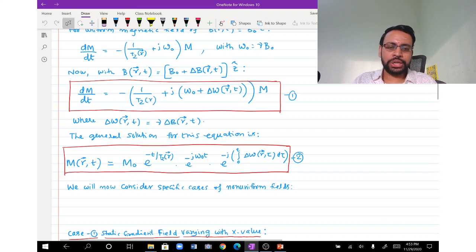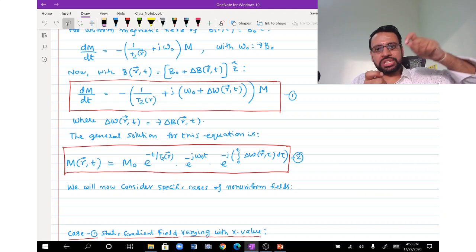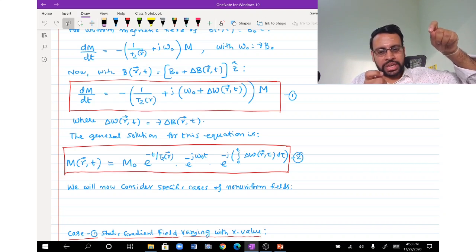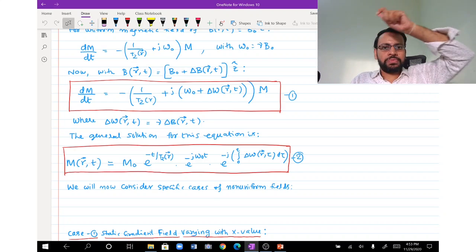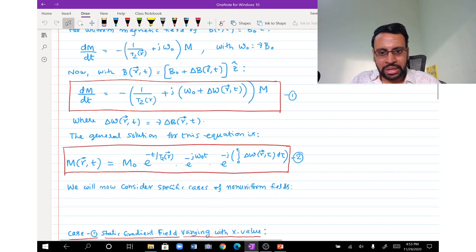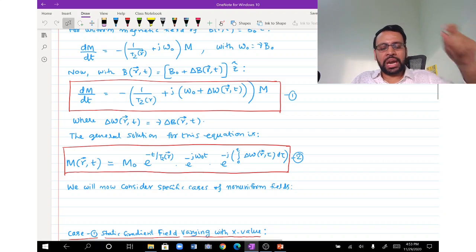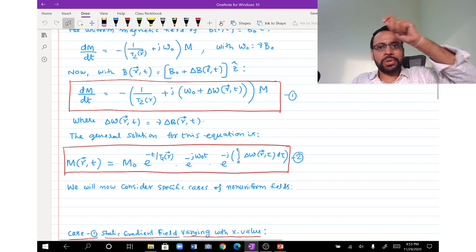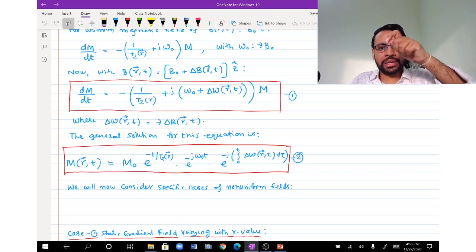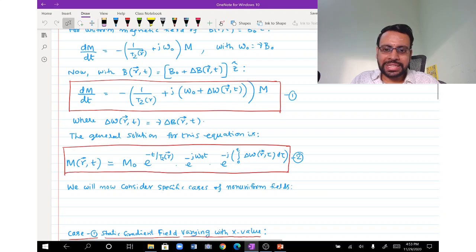Of course, T2 of r bar, we just added that now. Other than that, if you have an initial vector of m naught, that would be rotating with a value of omega naught radians per second. So that's why you have e power minus j omega naught t, and its magnitude is slowly coming down. It is decaying by a factor of 1 by T2. So you have e power minus t by T2 of r bar now.